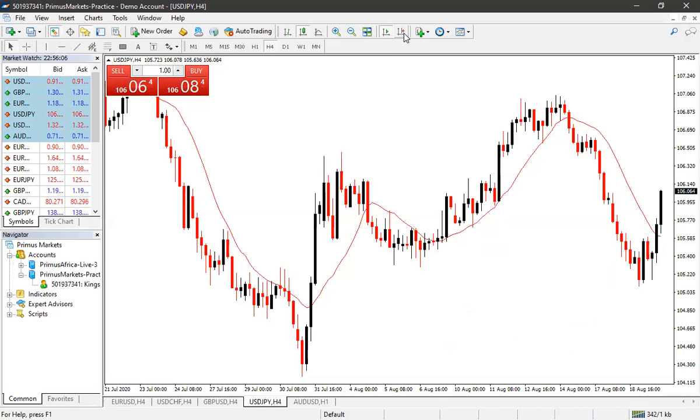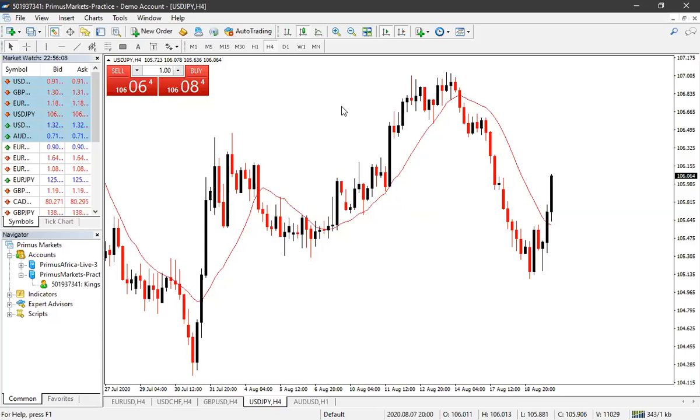These are the lot sizes. This is how they work. If you want to take a trade, you click on what? New order.